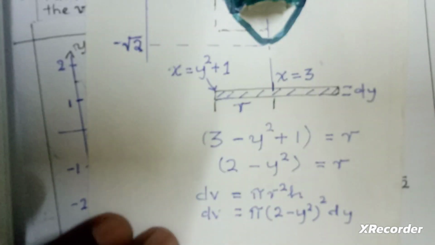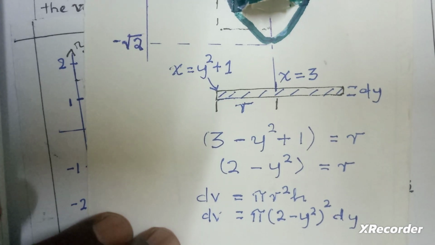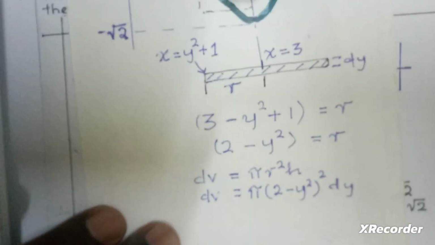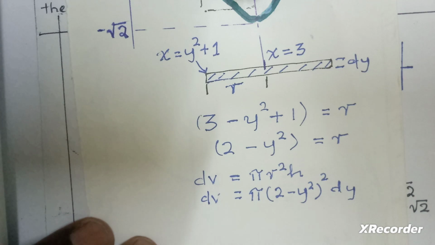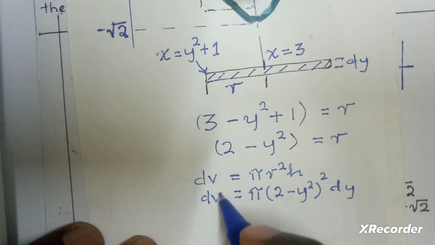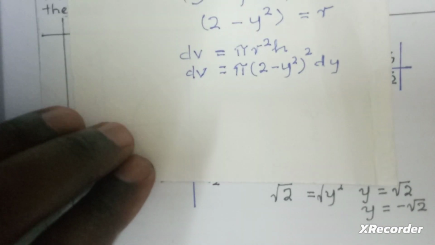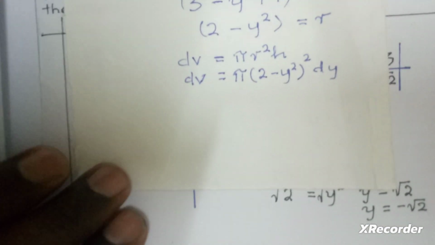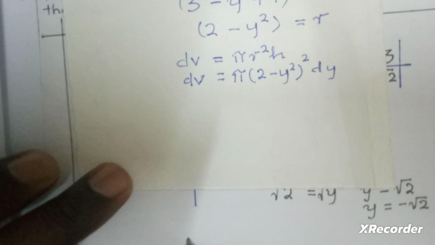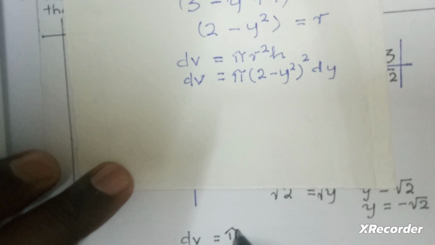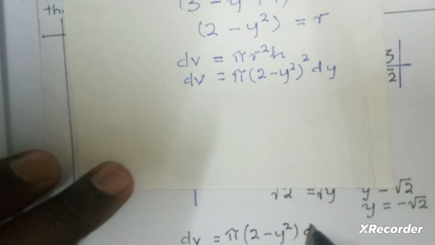So with that in mind, guys, we can now find out the volume of our cylinder. Let me transfer that equation down here so that we can do that. The equation here is that dV is equal to pi (2 minus y) squared dy.